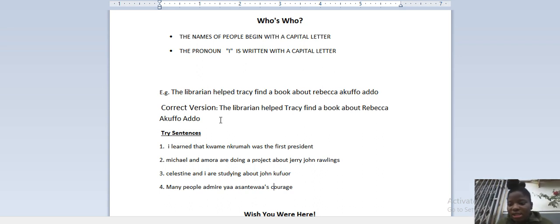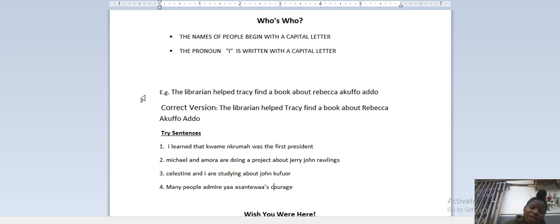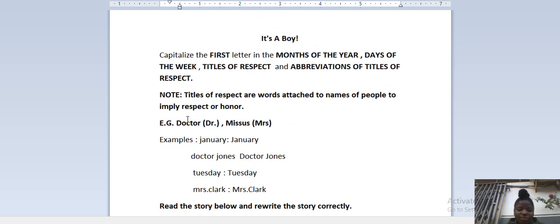You take a look at all these sentences. Basically, your job here is to identify the names and capitalize the first letters, or identify anything that's supposed to be capitalized. So far we've learned that the names of people must begin with a capital letter. That means the first letter that starts the name is supposed to be capitalized. We've also learned at the beginning over here that the pronoun I is also written with a capital letter. So if you look at these try sentences, identify it. This is something very simple. I'm sure you're all capable of doing it. Just identify what's supposed to be capitalized and then make the correction. All right, let's move on.